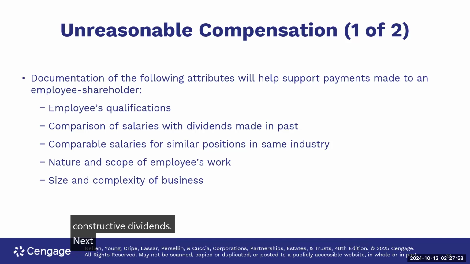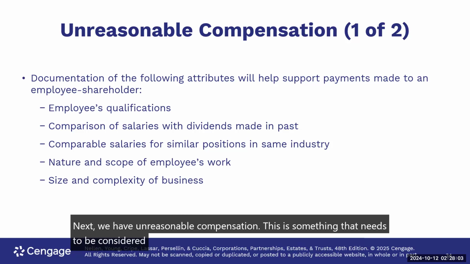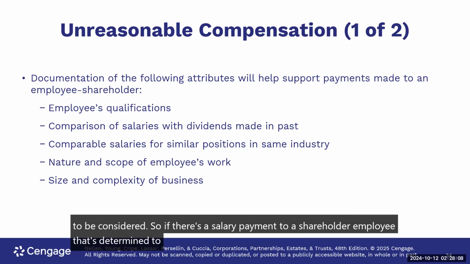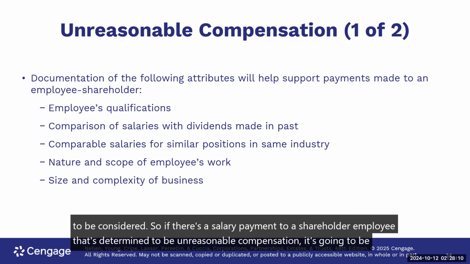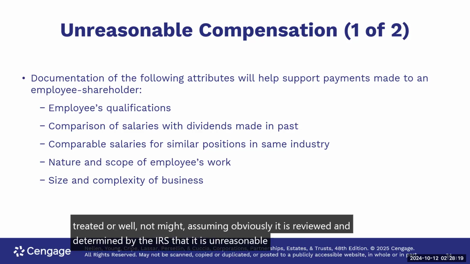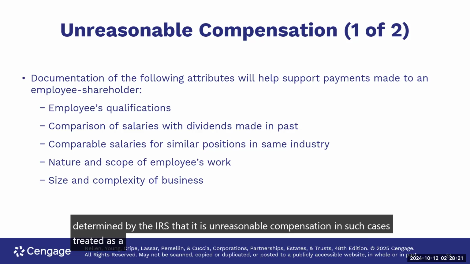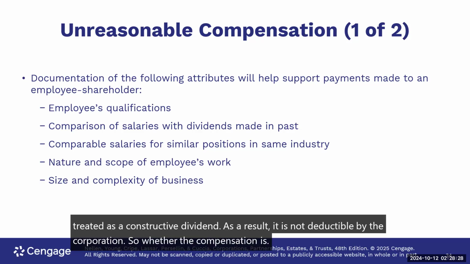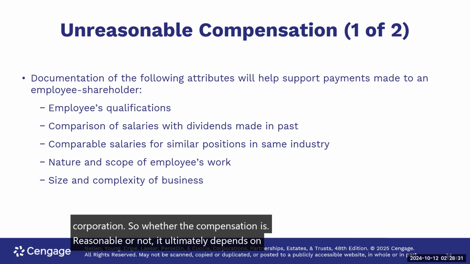Next, we have unreasonable compensation. This is something that needs to be considered. So if there's a salary payment to a shareholder employee that's determined to be unreasonable compensation, it's going to be treated, assuming obviously it is reviewed and determined by the IRS that it is unreasonable compensation, as a constructive dividend. As a result, it is not deductible by the corporation. So whether the compensation is reasonable or not ultimately depends on the facts and the circumstances.